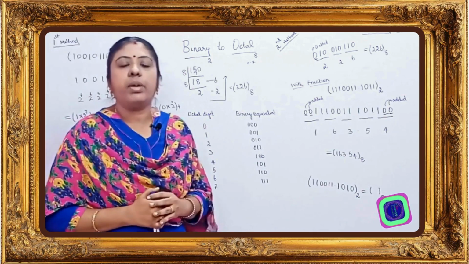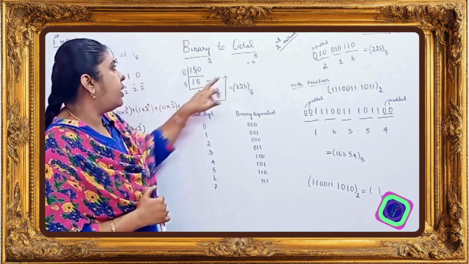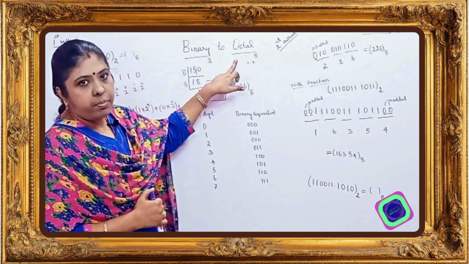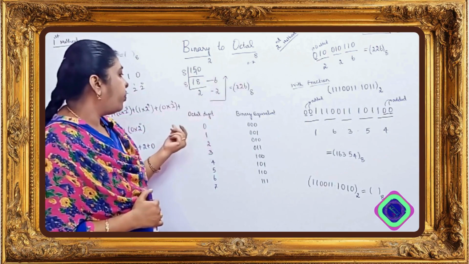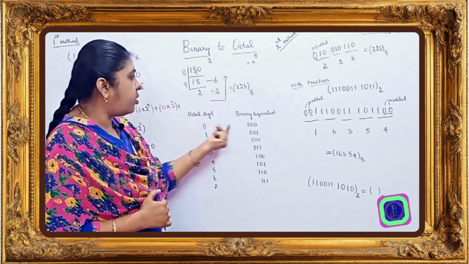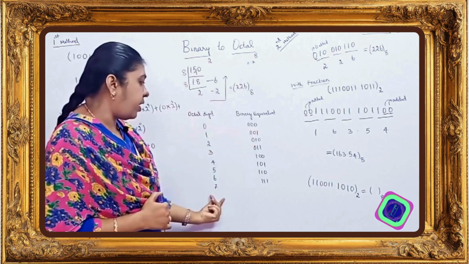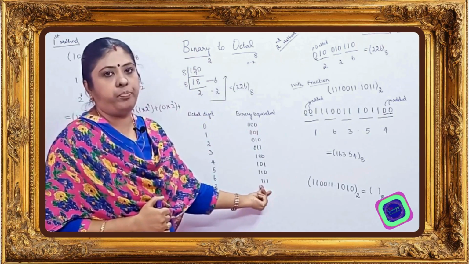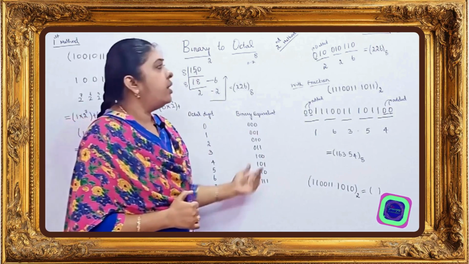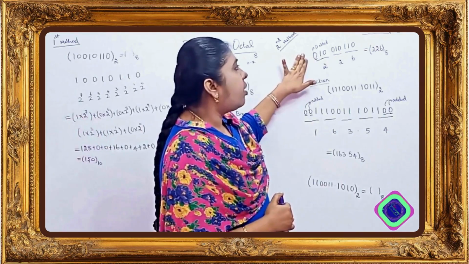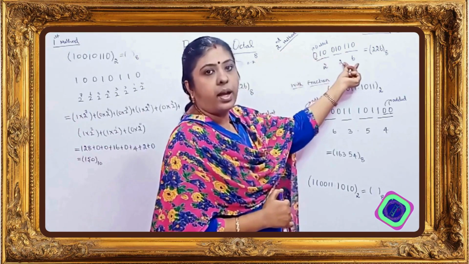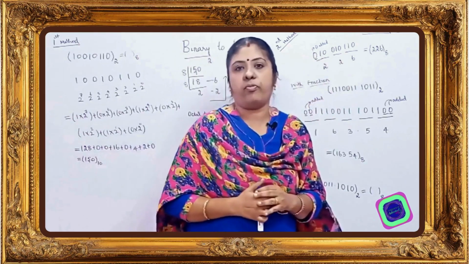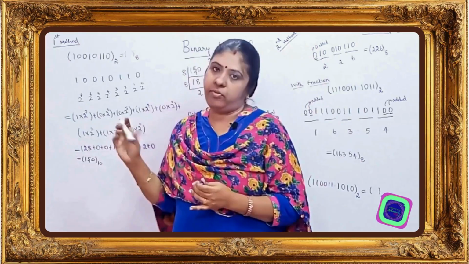In the second method, as we had already discussed, an octal digit is represented by 3-digit binary. Suppose for example, 0 is represented as 000, and 7 is represented as 111. So using this, which is called the grouping method, the binary value is grouped by 3 bits and the equivalent octal value is found. Now let us see the first method.